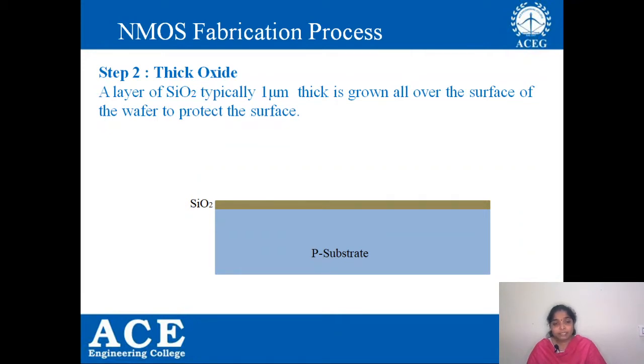So how is this thick oxide process done? By heating the silicon substrate to around 900 degrees centigrade and sending water vapor onto the substrate, so that a silicon dioxide layer of thickness 1 micrometer will form on the total surface of the substrate. Okay, so this is how you can form a thick oxide layer.